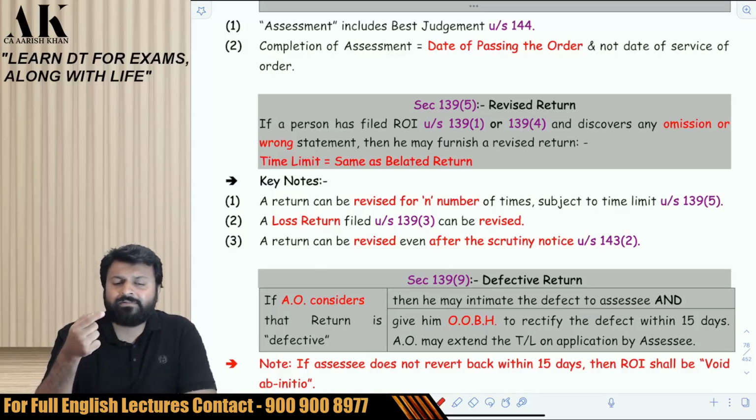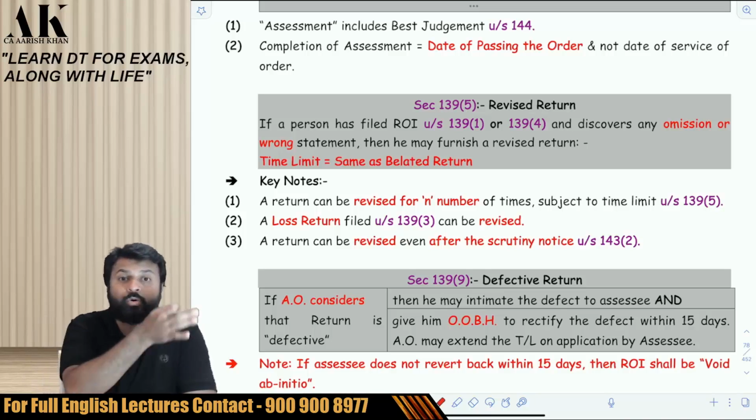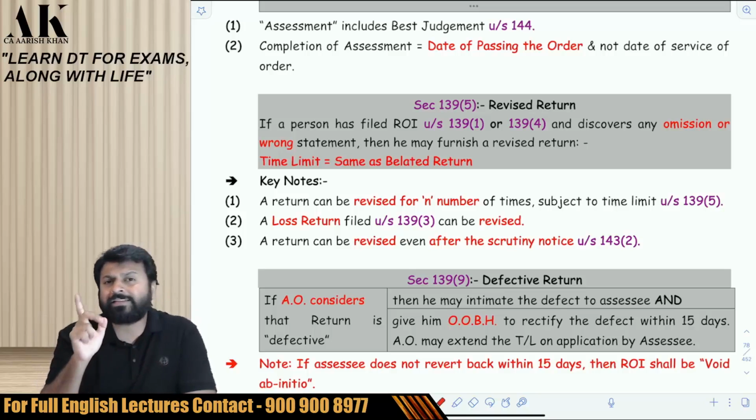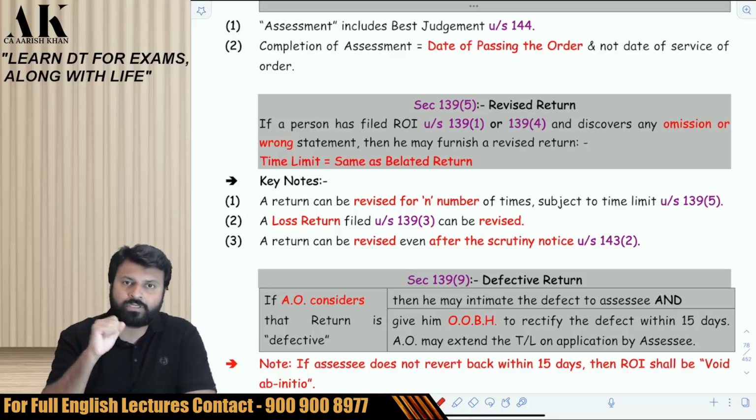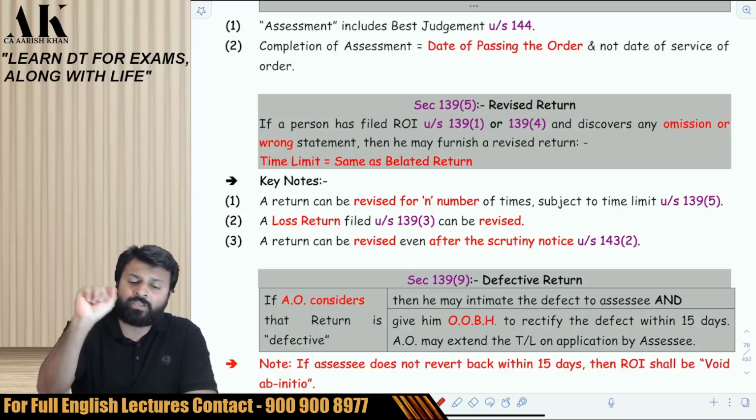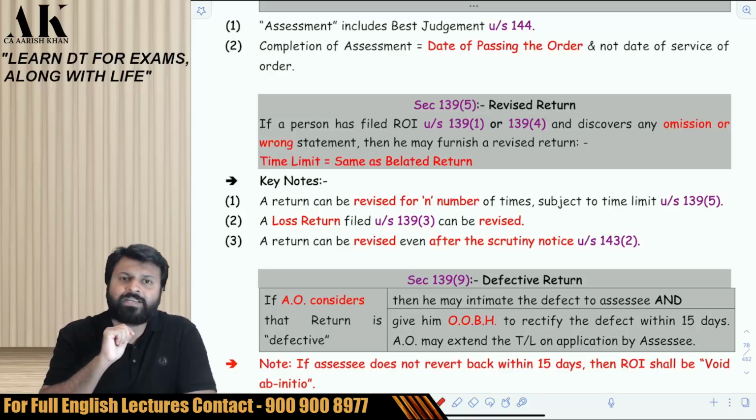Can I revise a return after getting a scrutiny notice? Yes, you can. You can revise the return at any time before completion of assessment. Getting a scrutiny notice does not mean that your assessment is completed. It means your assessment is going on. It is not completed. When is assessment completed? I have told you at the beginning of this session: assessment gets completed on the date on which the AO passes the order. I hope it is clear to all of you.